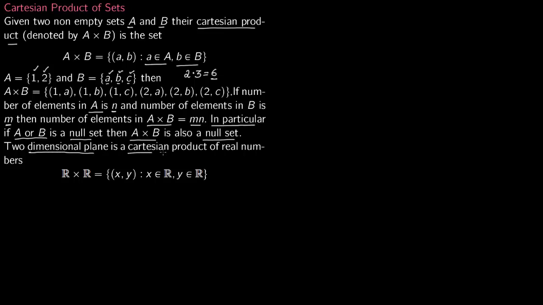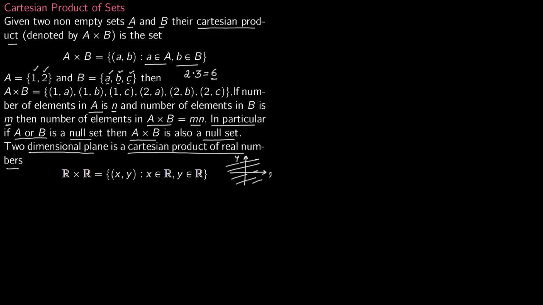Another example is the two-dimensional plane. This is the Cartesian product of real numbers. In the two-dimensional plane you have the x-axis and the y-axis, and both of them are real numbers. This is how the two-dimensional plane looks. You have the x-axis and the y-axis, with all real numbers here and all real numbers here. So you have this entire plane.